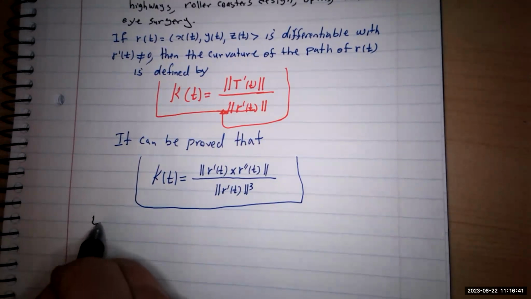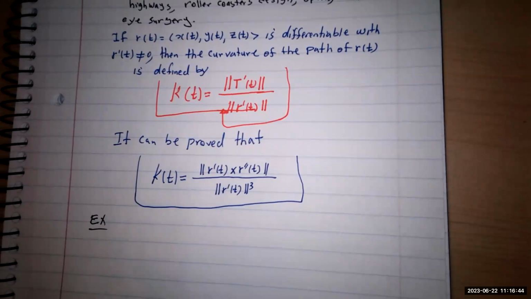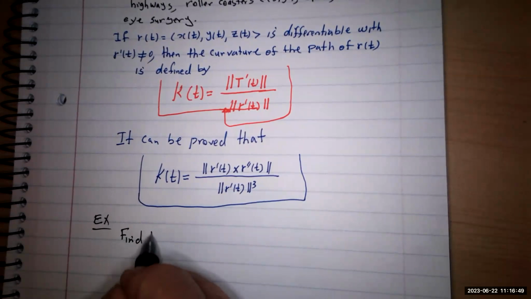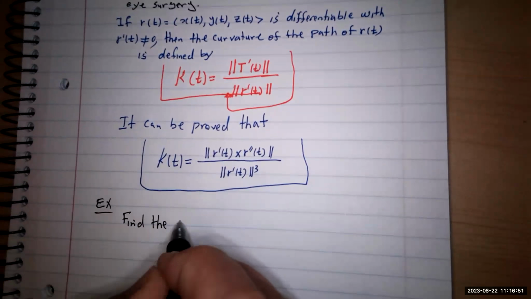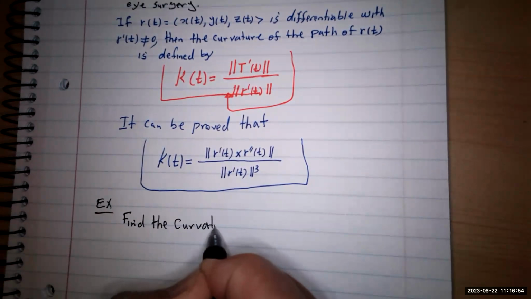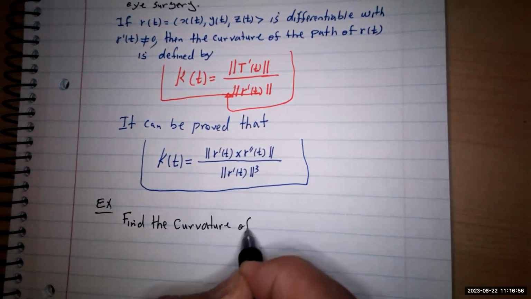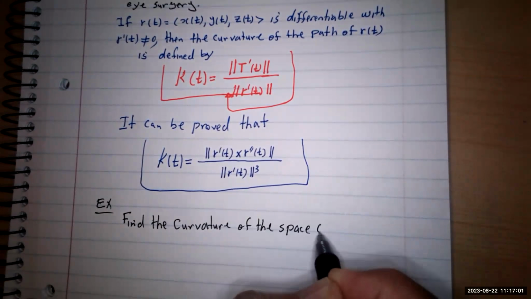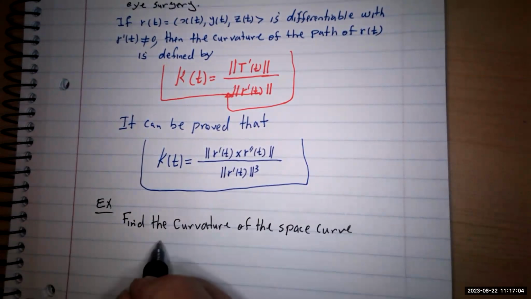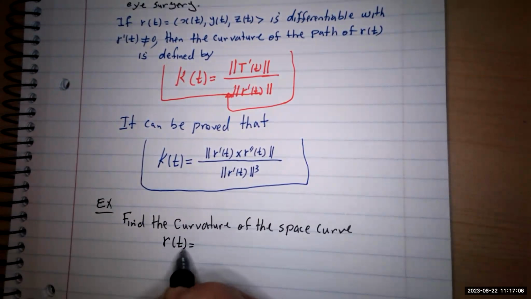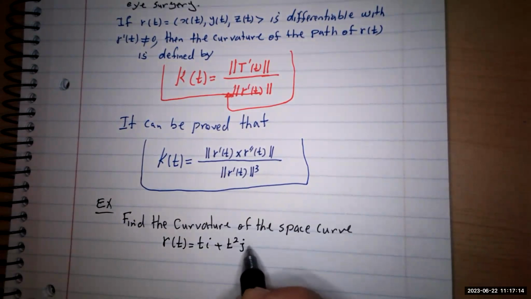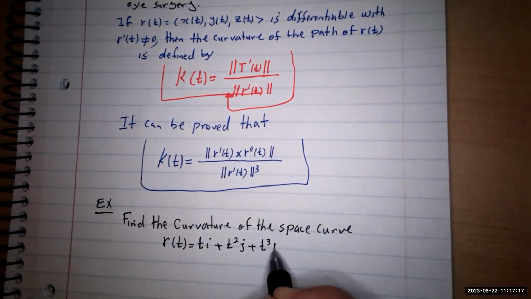Okay, so there you are. Example: the equation of a curve is given, and they ask for the curvature. Find the curvature of the space curve with this equation: r of t equals t i plus t squared j plus t cubed k.